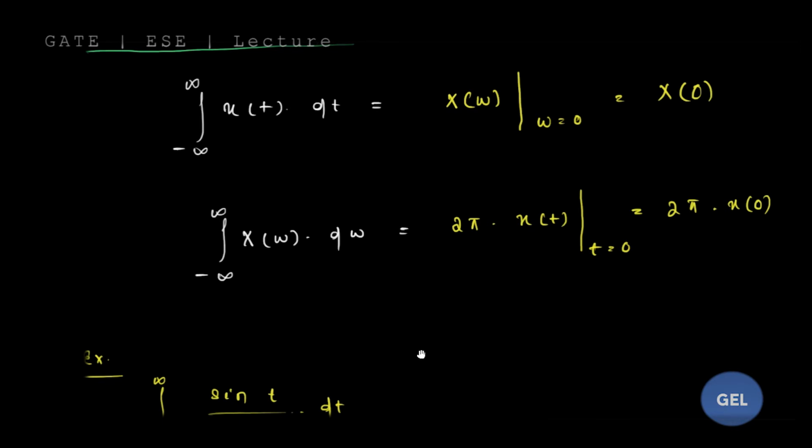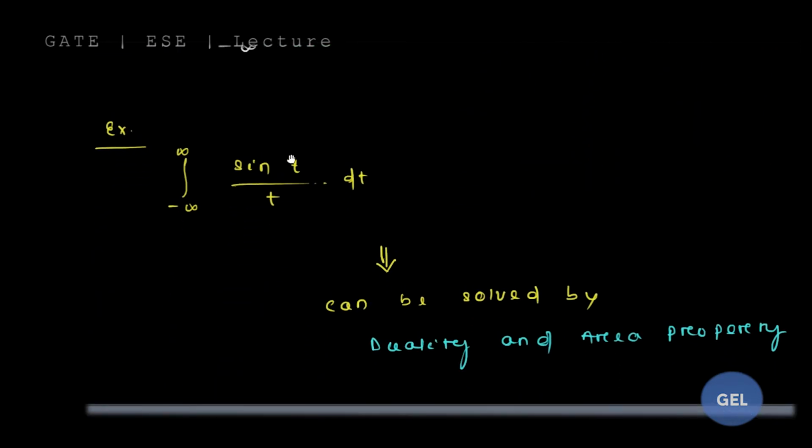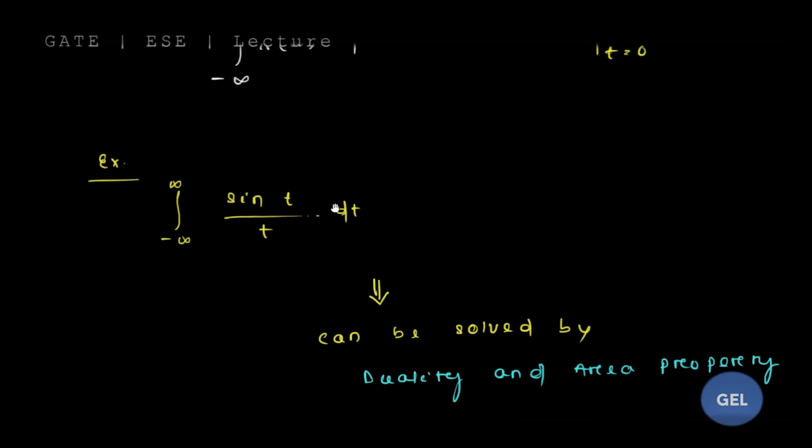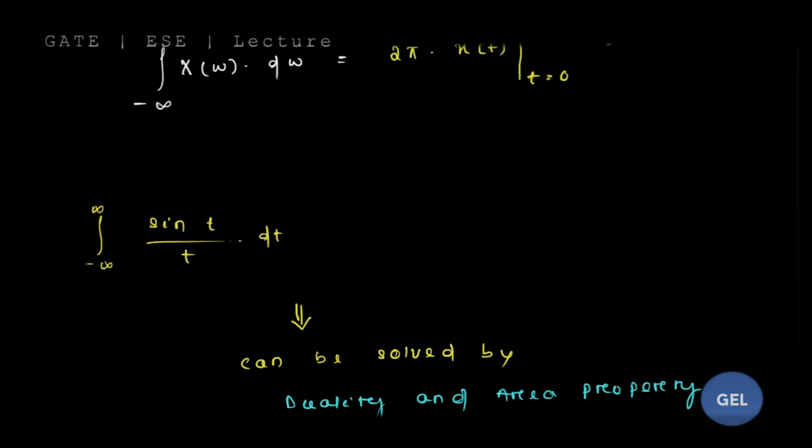Now let's solve a couple of questions. Very important question: the integration of sin t by t dt. This can be solved by the duality and area property. So how are you going to solve it? First you need to think that this entire thing is nothing but x of t, for example, in the integral of x of t dt from minus infinity to infinity, where x of t is nothing but sinc t. This sin t by t is nothing but sinc t.